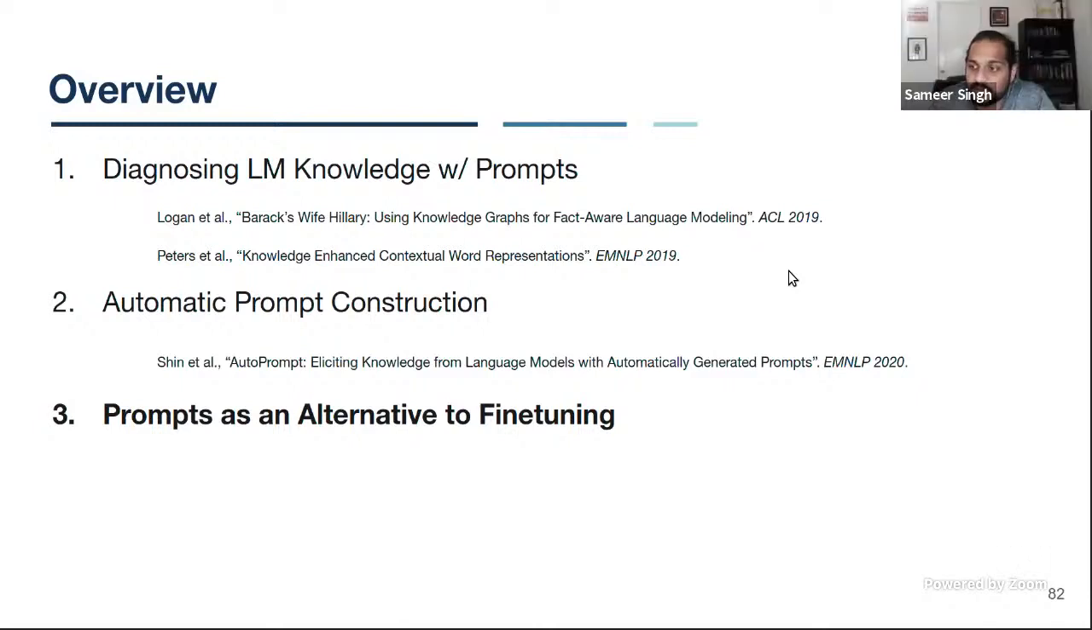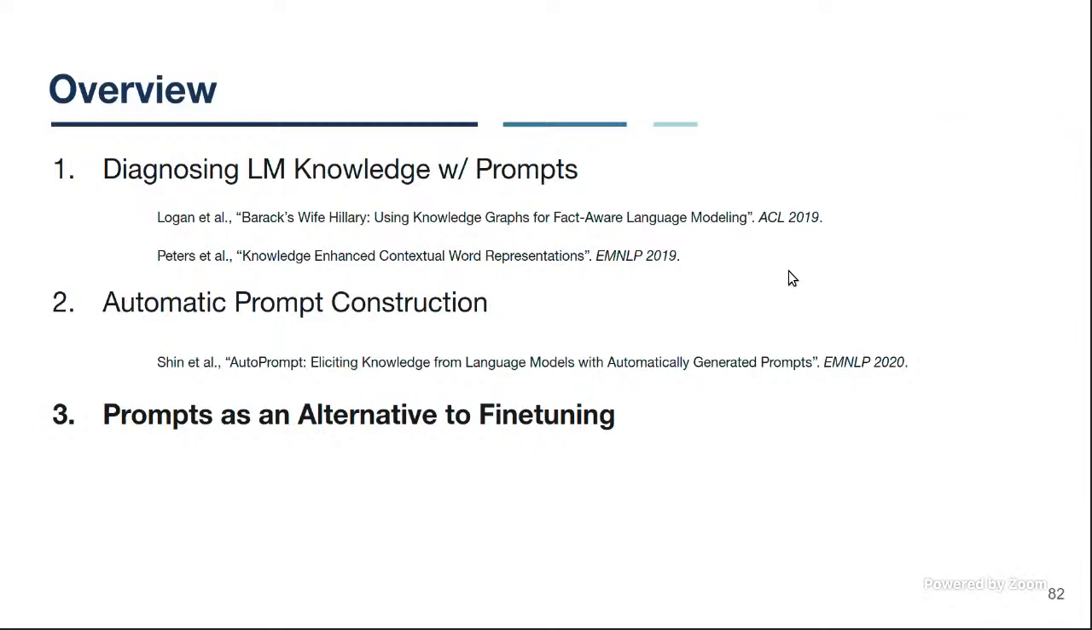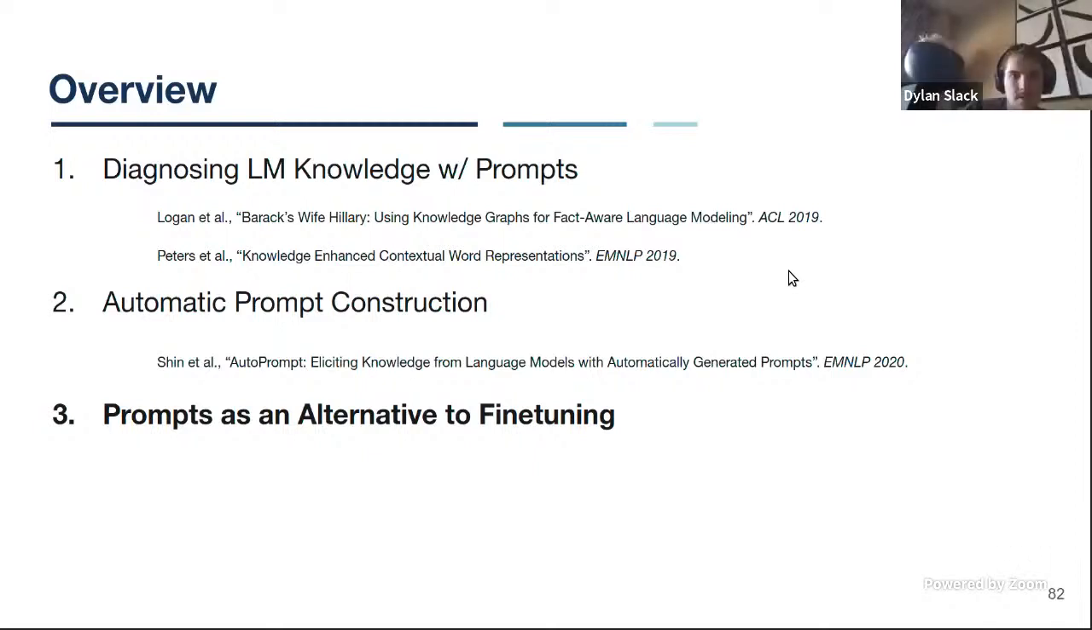Cool. Does anyone else have any questions before we continue? Yeah, I was curious about the computational efficiency of AutoPrompt. It seems like this search is a little tricky to do, because from my understanding, you need to sample a bunch of different trigger tokens. So I was just curious how long this takes to run with large language models.